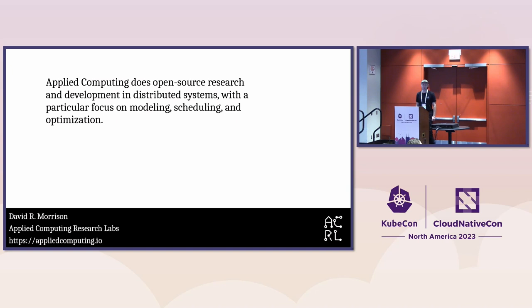I want to give you a quick overview of what Applied Computing is. We're a small business doing research and development in distributed systems. I'm particularly interested in scheduling and modeling and optimization. I've been doing this in industry for the last 8 or 9 years, and earlier this year, my background's in academia and I'm really passionate about open source, I decided to take the stuff I've been doing and not do it for a company, but put it out there into the open. So that's what Applied Computing's been doing. It's been a great journey so far. I'm sure some of you know when you're running a small business, you have to wear a lot of different hats. So this is my developer hat.